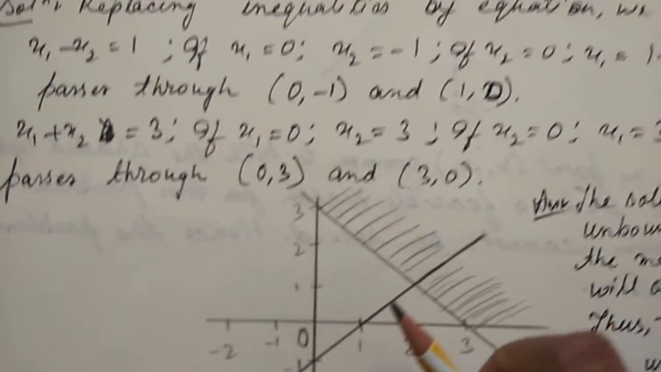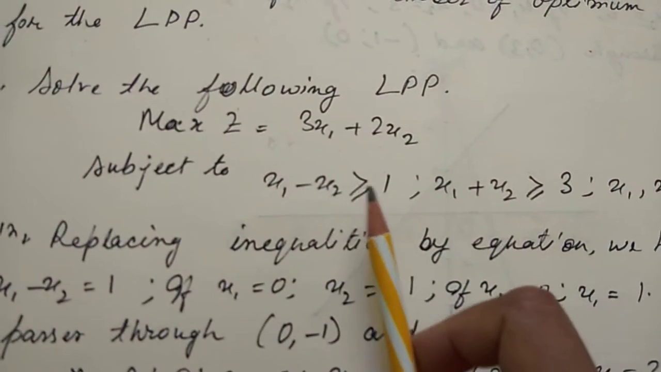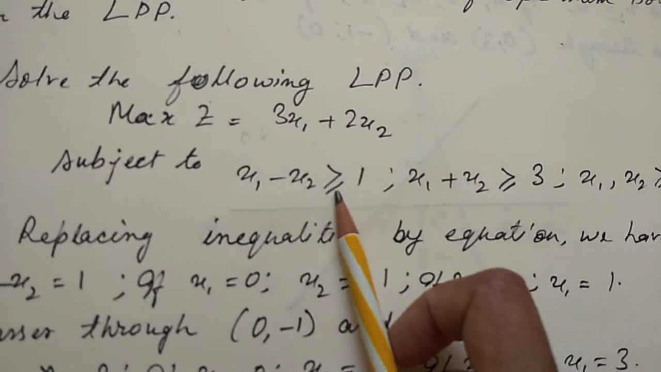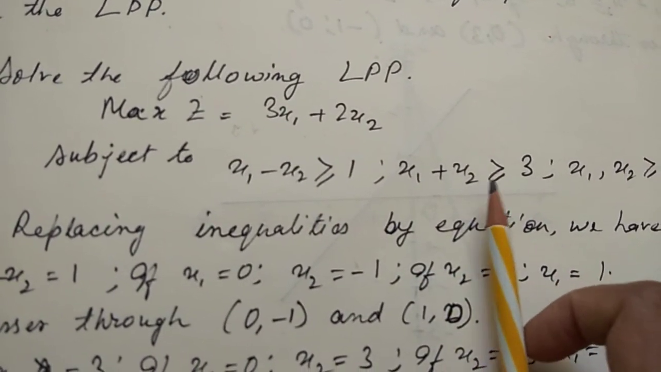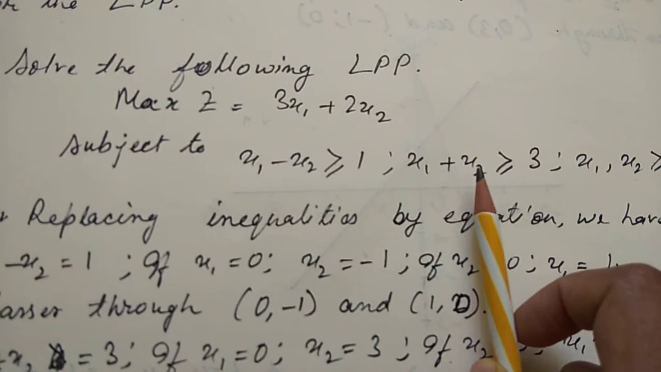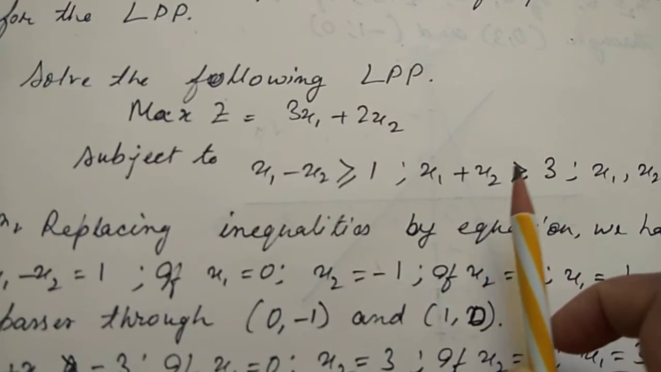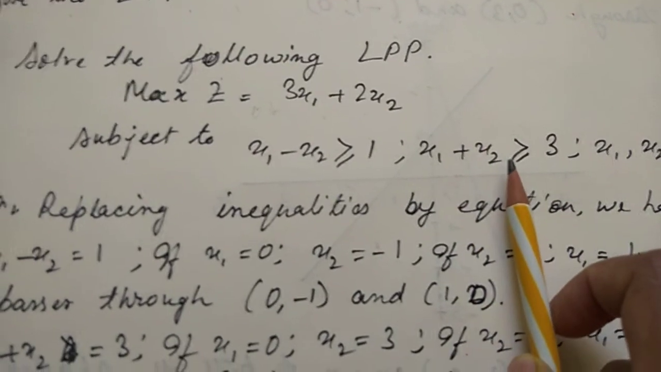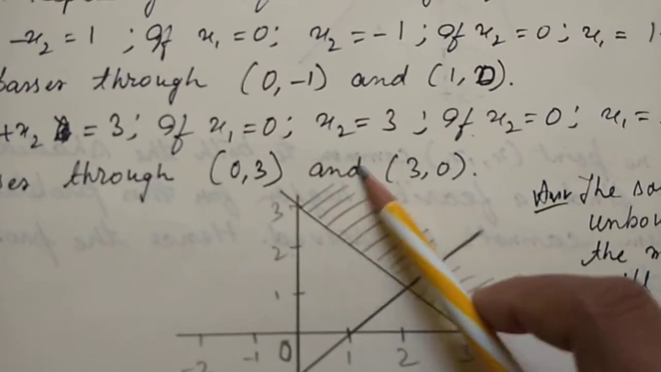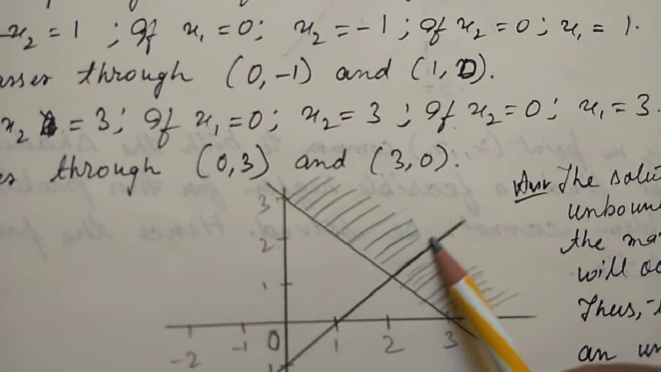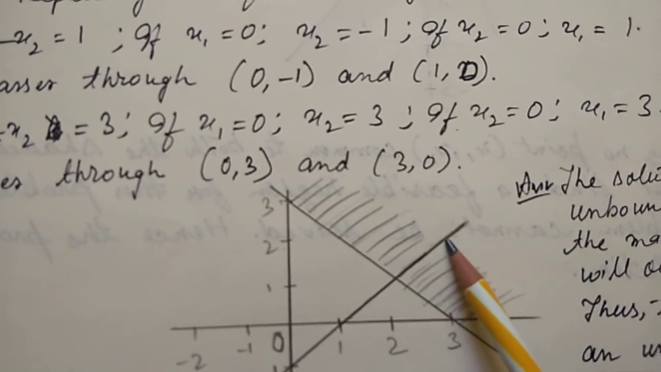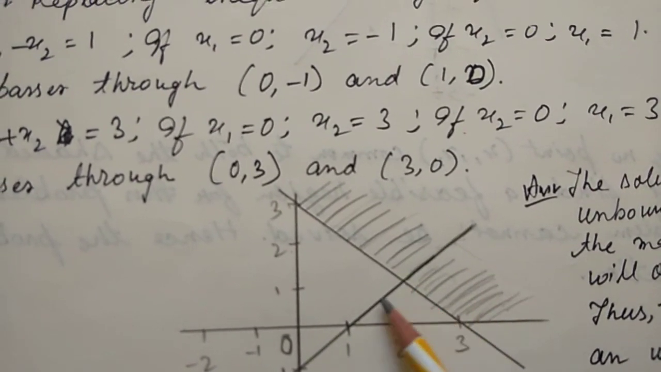Now, you can see that the first constraint sign was greater than equals to and the second was also greater than equals to. Greater than equals to means that you have to shade the region which is falling above the straight lines, right. So, above this straight line the shaded area is this one, and above this straight line the shaded area will be this one, right.